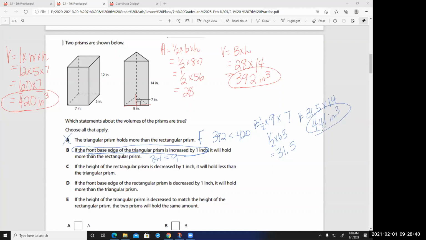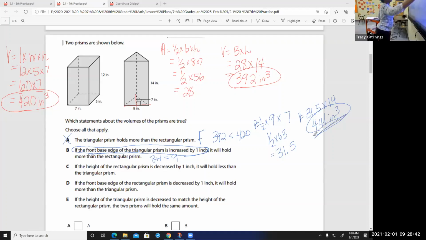So we increase it by an inch. Will it now hold more than that rectangular prism? Yes. All right, C.